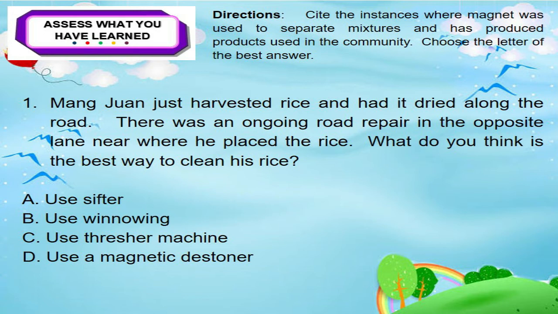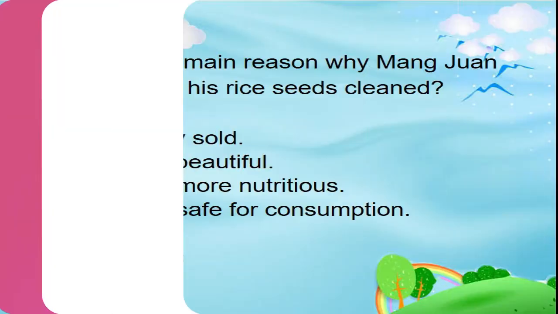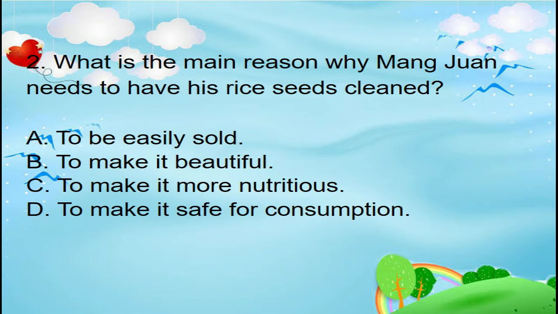A. Use sifter. B. Use winnowing. C. Use thresher machine. And letter D. Use a magnetic destoner. Number 2. What is the main reason why Mang Juan needs to have his rice seeds cleaned? A. To be easily sold. B. To make it beautiful. C. To make it more nutritious. Letter D. To make it safe for consumption.